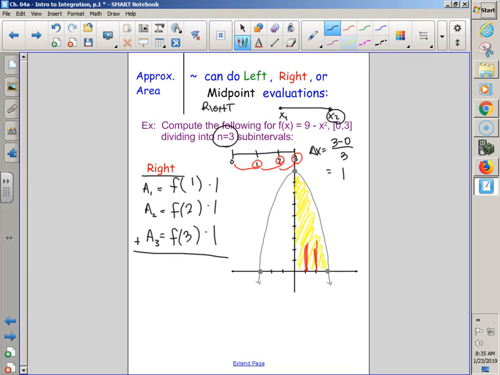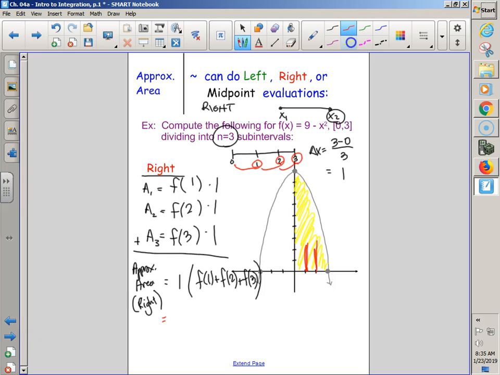People with the calculators, see if you can start plugging in. I'm going to go ahead and try to do it by hand. So we're finding the approximate area from the right. Ultimately, we can pull out that common base of 1. We are going to have inside f of 1 plus f of 2 plus f of 3. Feel free to reach out to whoever did it the first time if you get stuck.